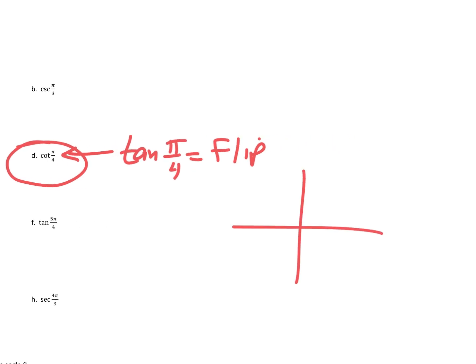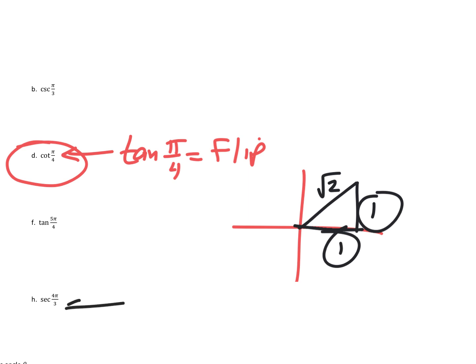So how do I do tangent of pi over 4? Well, I draw it. Pi over 4 is a 45-degree angle. 1, 1, root 2, because I know the 45, 45, 90. And then I'm doing tangent of that. Oh, TOA, opposite over adjacent. 1 over 1 is 1. And then I flip it. When you flip 1, you still have 1, don't you? So there's your answer.